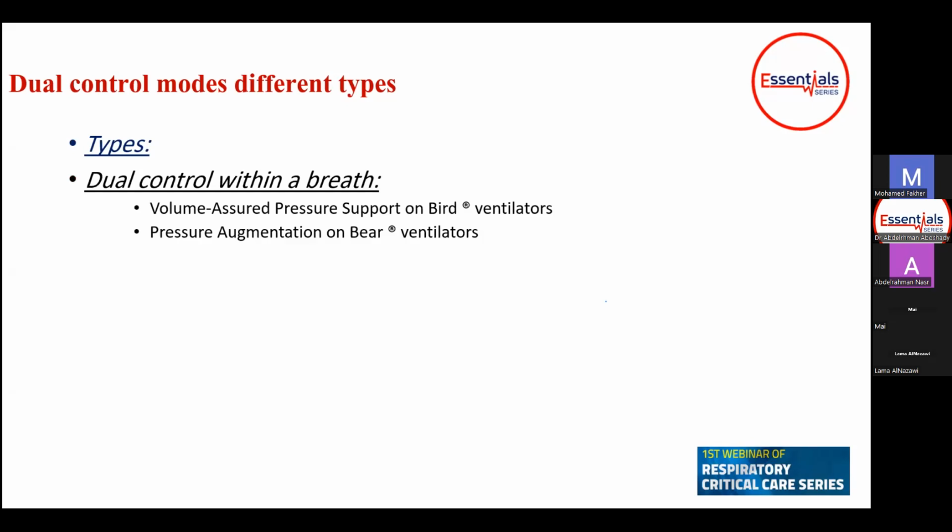Before ending up, we have two types of dual control modes. There is a dual control mode that does not allow any breath without achieving the tidal volume. It's called dual control within a breath. So in the middle of the breath, it measures the tidal volume. If the tidal volume is okay according to the set tidal volume, it keeps the pressure limit as it is. If the tidal volume is not okay, it shifts from a pressure limited breath to a flow control breath and gives the amount of tidal volume needed by the patient. The most commonly used type is VAPS, or volume assured pressure support.